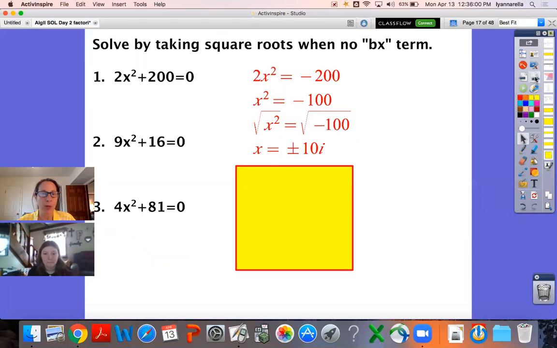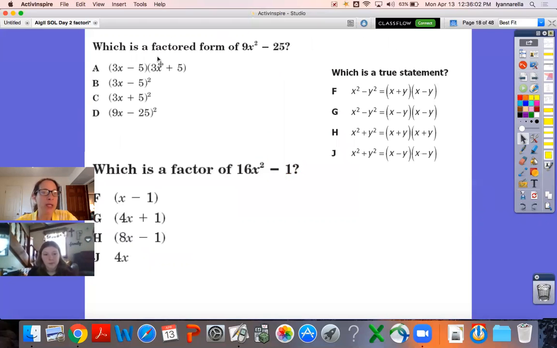Okay. We're almost done here. Okay, so these are real SOL questions. What is the factored form of 9x squared minus 25? Which one of these would you say? 3x minus 5 and 3x plus 5. Correct.